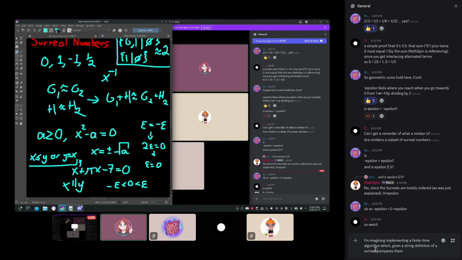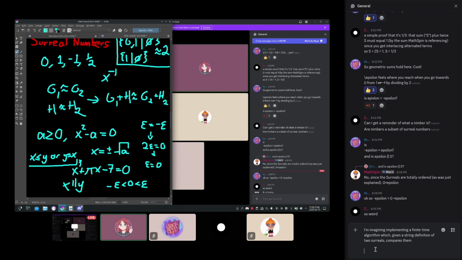For instance, the hyperreals are another example of a field which has these sorts of infinitesimal elements. Again, there's another talk on this channel about the hyperreals, so I should probably plug that in as well.